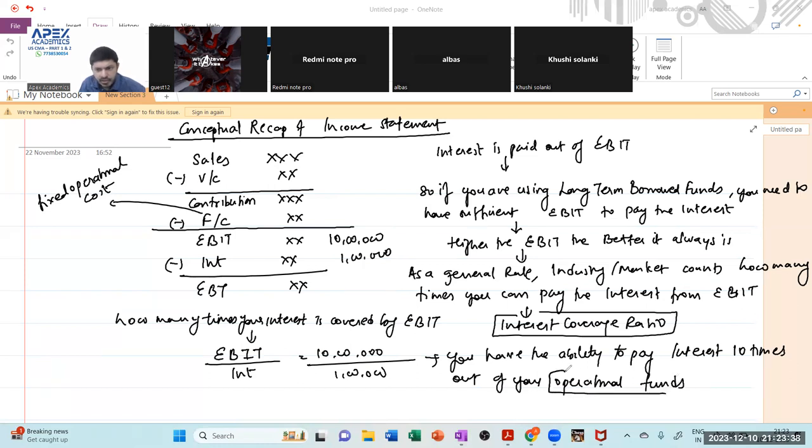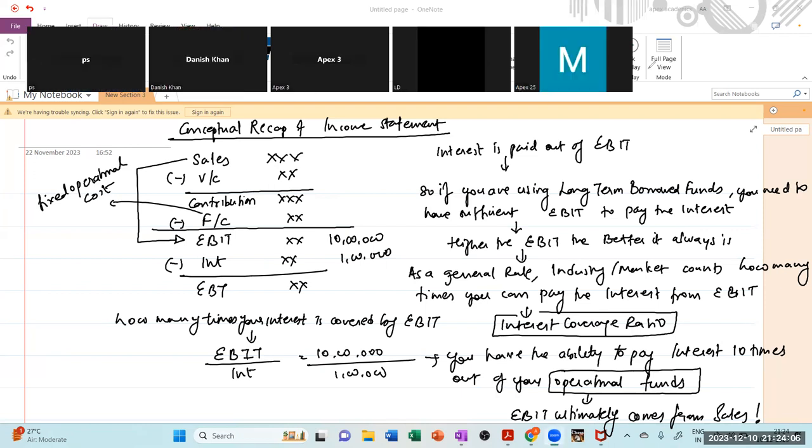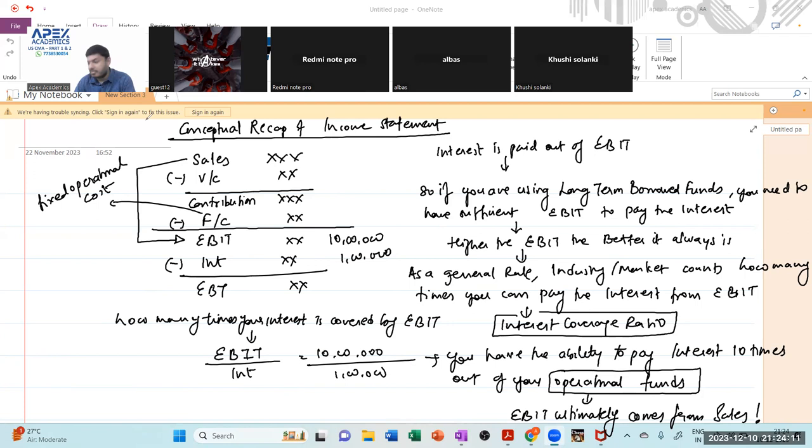Sir, why are you using the word operational funds? My dear friends, EBIT ultimately comes from sales, doesn't it? Because EBIT ultimately comes from sales. Agreed or disagreed? Yes or no? Agreed, sir. Does everybody understand this concept? Give me a thumbs up. Yes, sir. Understanding? Rachita, please take a screenshot. Done, sir. Done? Okay.